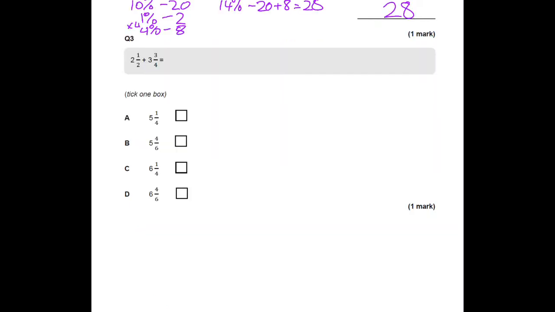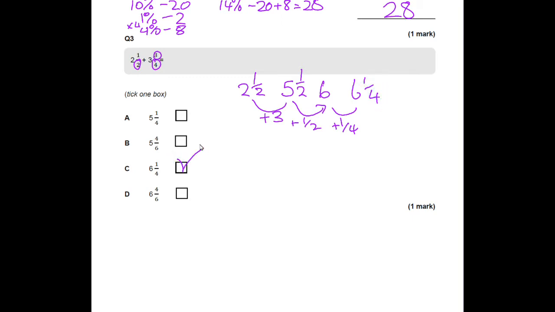Question 3. 2.5 plus 3 3/4. Now, remember what we said in class about denominators with 2's and 4's? We can use our time method. So if we're at 2:30 and we add 3 hours, we end up at 5:30. Now, if you add half an hour, that takes us to 6 o'clock, and then that leaves a quarter of an hour out of our 3/4 to add. So we end up at 6 1/4. So really quickly, we've arrived at our answer C, which is 6 1/4, and that's worth 1 mark.